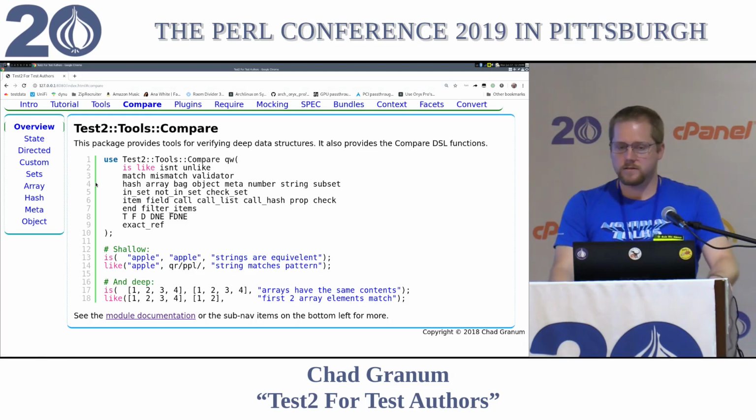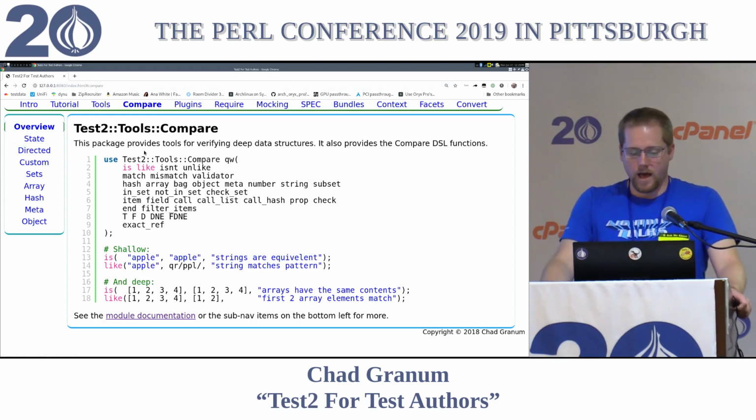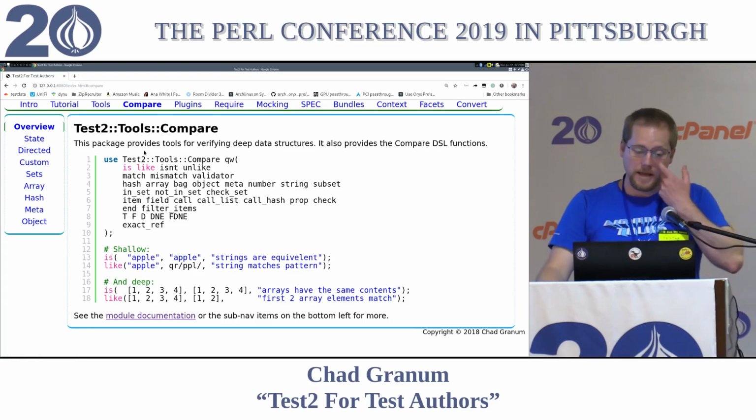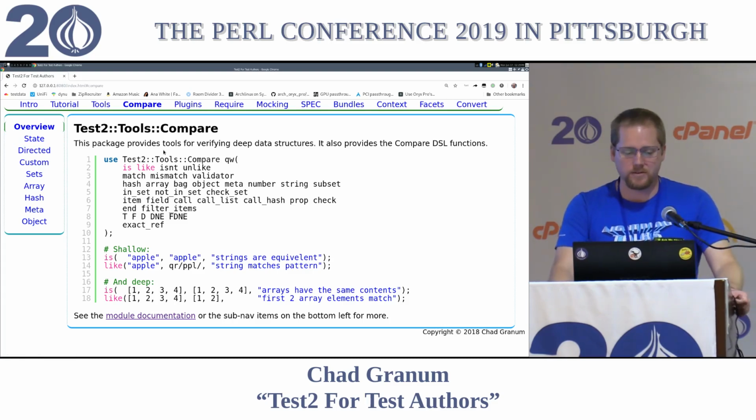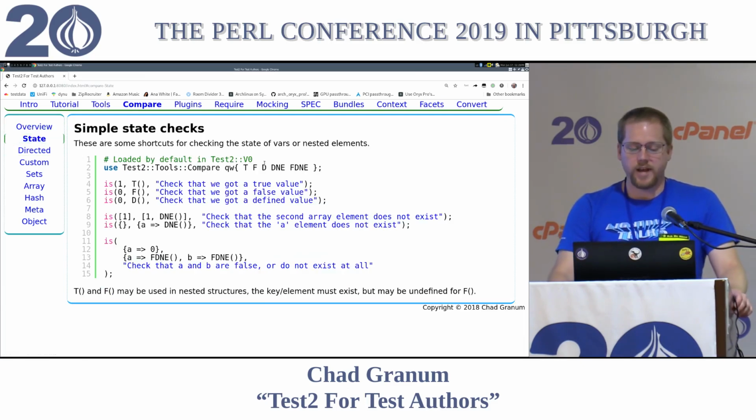Other questions? Okay, so I've already gone over these compare tools a little bit, but this is the deep dive into the compare tools. You've got is and like, isn't and unlike, and then a bunch of other helpers here that I'll go over in a moment that really make testing deep structures nice. Once again, is and like are now always deep checks. So you can check the state of something. You can say, is this true with the T helper? Is this false with the F helper? Is this defined? And those can be used deeply.